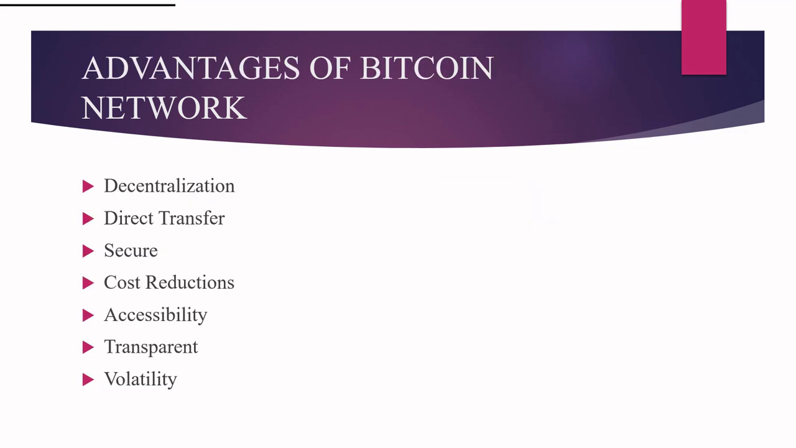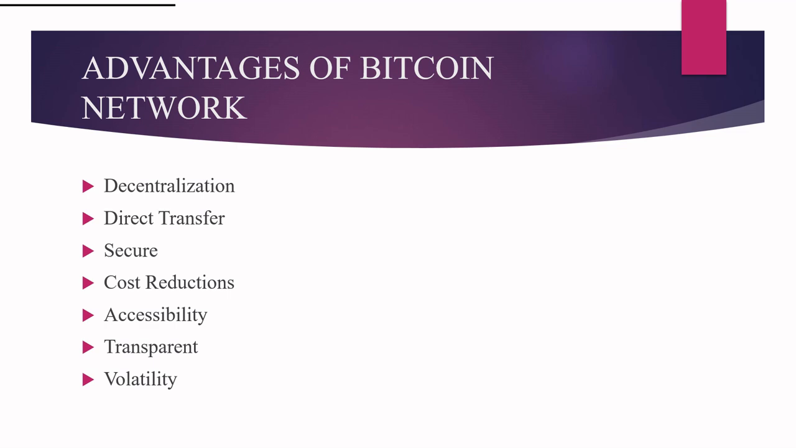Advantages of Bitcoin network. First one, decentralization. Decentralization means that Bitcoin operates without a central authority or single point of control. Transactions are recorded on a public ledger called the blockchain, which is maintained by a network of computers around the world. Second one, direct transfer. Bitcoin enables direct transfers between individuals without the need for intermediaries like banks. This reduces transaction fees and increases the speed of transactions.